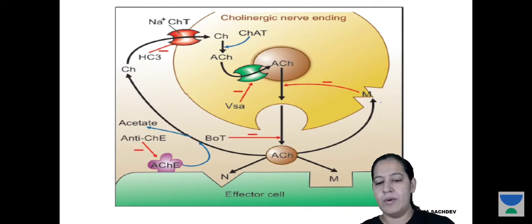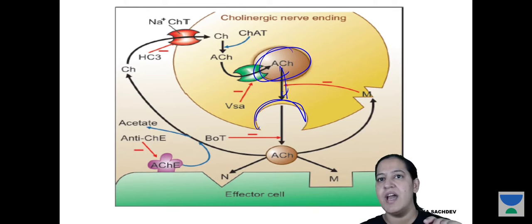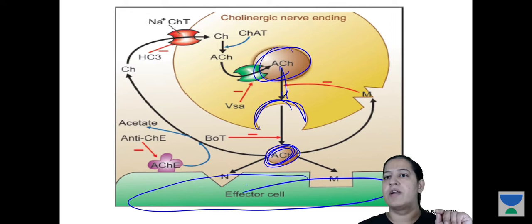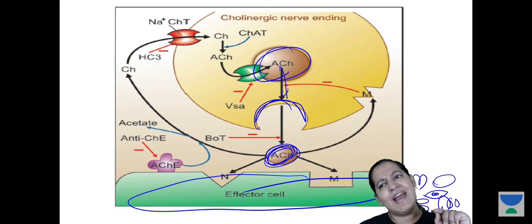So this is how it takes place. Can you see? It is fusing here. The synaptic vesicle is fusing here and free acetylcholine is coming out. And this green color is the effector organ. It can be heart, salivary gland, eye, pupil, lung, intestine, urinary bladder. Any organ can be there.